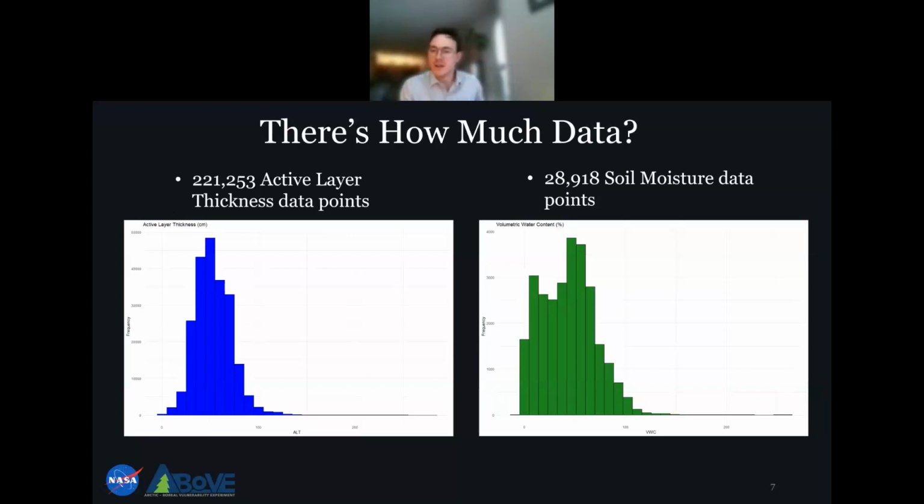But here you can see the distribution of permafrost depth. I noticed that it's about Gaussian, and it has a mean a little over 50. The soil moisture is more bimodal, which is what I would expect with data sites that span some drier soils and some wetter soils.